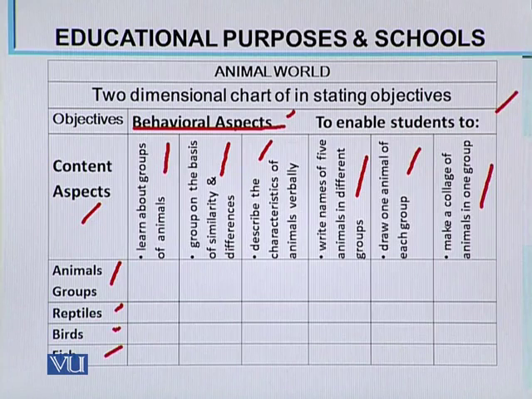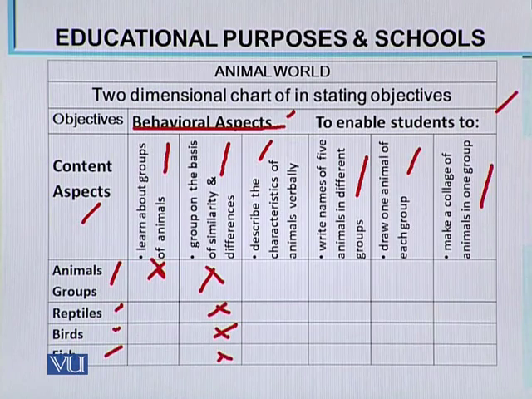If we want them to learn about the groups of animals, this will be our objective to be covered in one of the classes. So this cross shows that the objective is to learn about different groups of animals, and we are saying that they will be learning about reptiles, fish, birds, mammals or any other group. If we want them to group animals on the basis of similarities and differences, this will be applicable to animal groups. It can also be applicable to reptiles. It can be applicable to birds and fish.